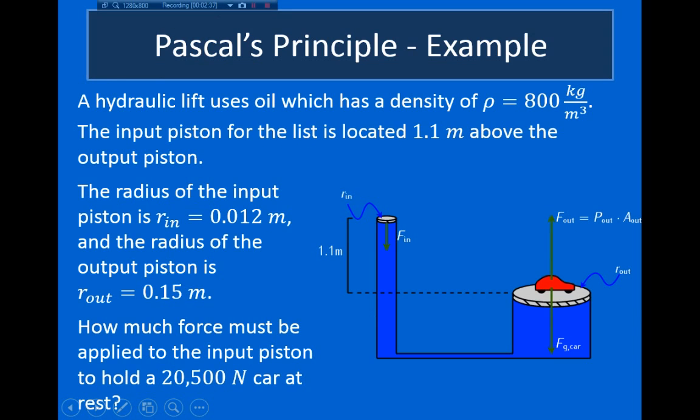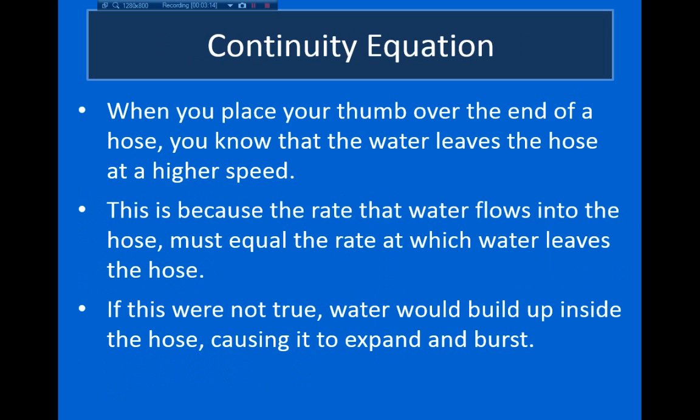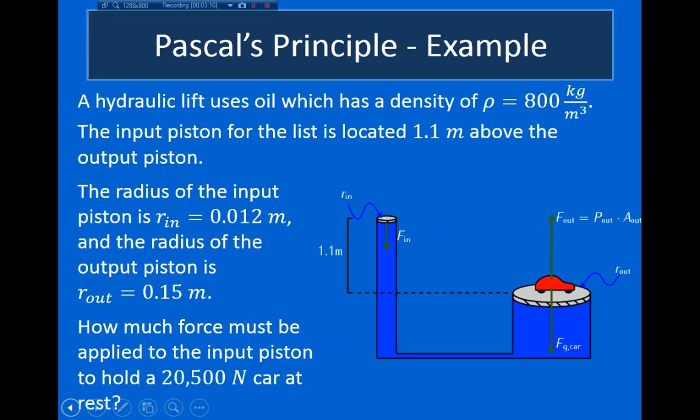In this example, it says a hydraulic lift uses oil which has a density of 800 kilograms per cubic meter. The input piston for the lift, that's supposed to say lift, is located 1.1 meters above the output piston. So over here is the output piston, which is holding a car, and the input piston is up here, 1.1 meters above the output piston. The radius of the input piston is 0.012 meters, and the radius of the output piston is 0.15 meters. The question asks, how much force do we need to apply on this input piston in order to lift a car which has a weight of 2,500 newtons?